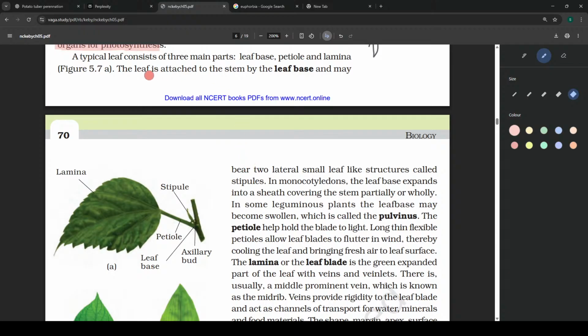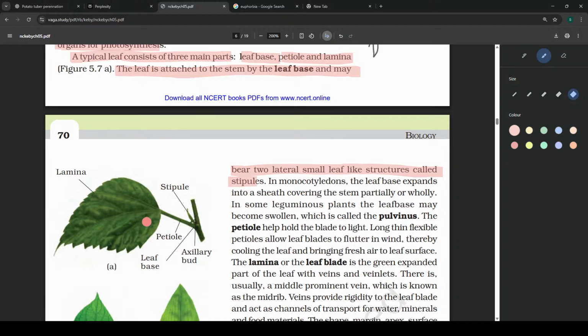A typical leaf consists of three parts, that is, a leaf base, a petiole, and a lamina. The leaf is attached to the stem by the leaf base and may bear two lateral small leaf-like structures called stipules.